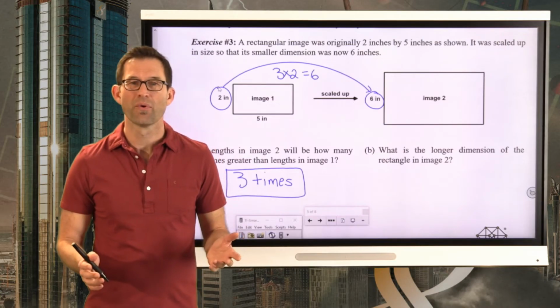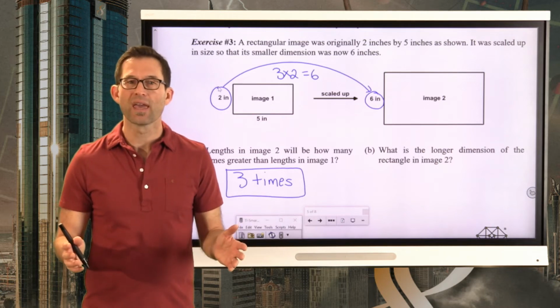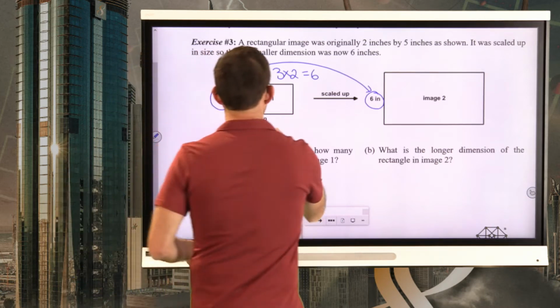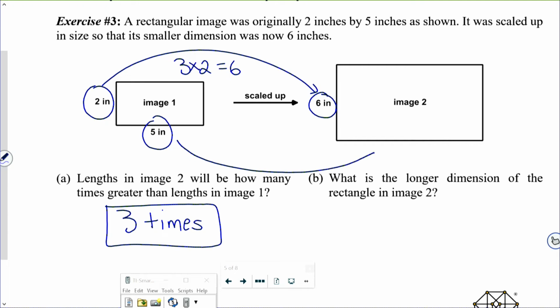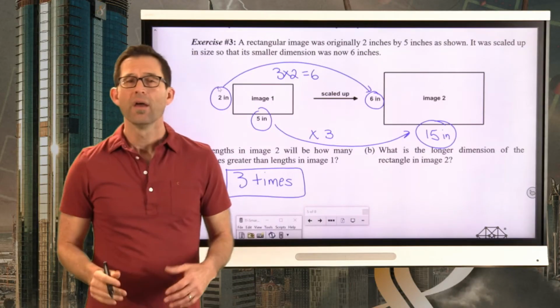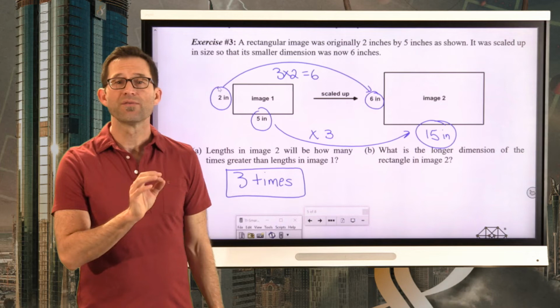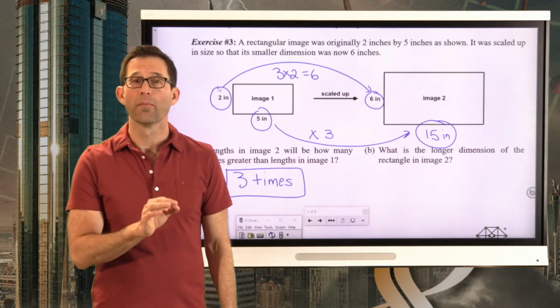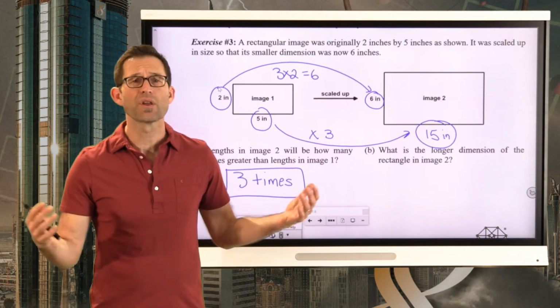Well, that's simple. If all the lengths get scaled by a factor of 3, then all I have to do is take this, multiply by 3, and I'll find that this is 15 inches. Very, very simple. And of course, it's very simple in this particular problem because it's just a 3 times.